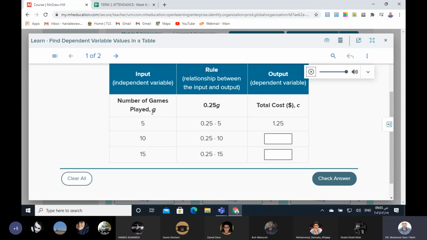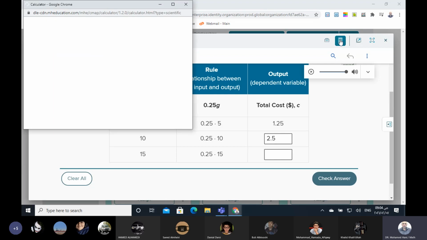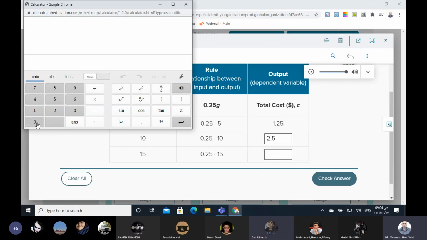If I play 10 games, the cost of each game is 0.25. So 0.25 times 10, because I played 10 games, will be what? Will be 2.5. So I will pay $2.5. Right. If I play 15 games, the cost of each game is 0.25. 0.25 times 15. I will use a calculator here to solve the answer. So Mr., it's 3.75. Great.